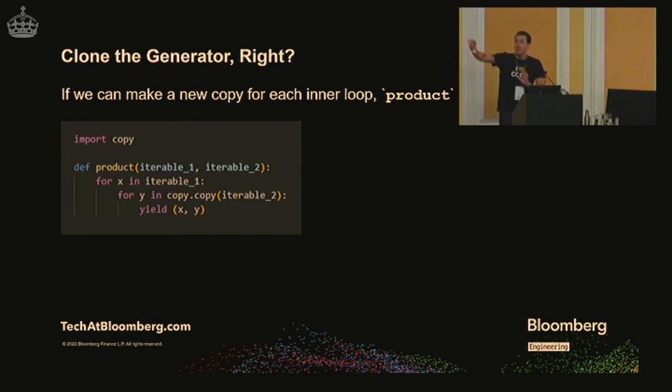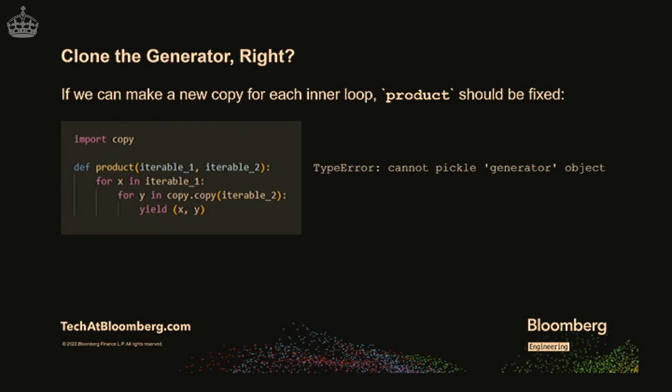So in this code snippet, I just import copy at the top of our naive product. And instead of iterating through the second iterable in the inner loop, I make a copy of it and iterate through that copy. We get a type error trying to pickle a generator object, and this is very sensible.